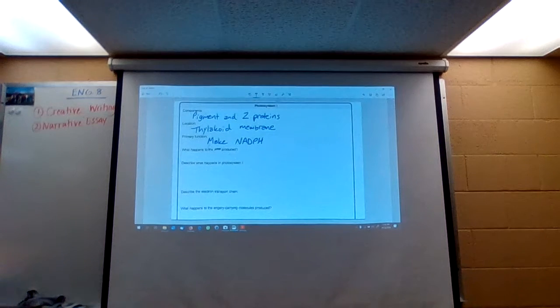This should say what happens to the NADPH produced. It goes to the Calvin cycle. In my defense, I didn't actually make these note sheets. They come from Apex. So it goes to the Calvin cycle. It's the other ingredient. So now we have all 3: ATP, NADPH, and CO2.